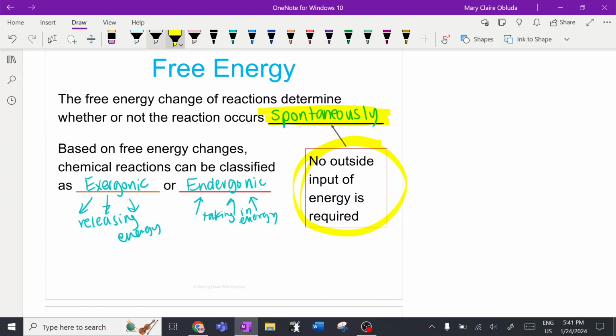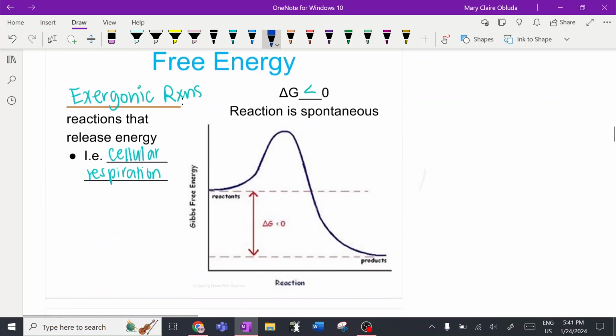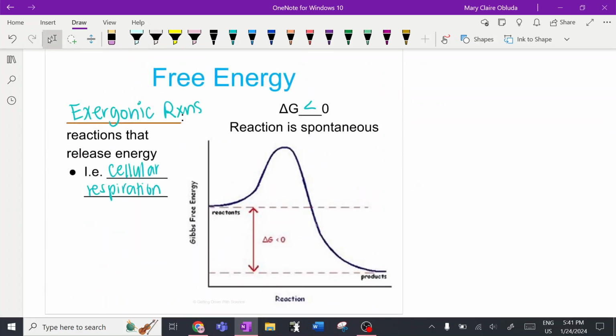So based on free energy changes, we can classify reactions as exergonic or endergonic. Exergonic means it releases energy. Endergonic means it takes in energy. So if you think, which one would be spontaneous? Something that releases energy or something that takes in energy? Okay, so if we think no outside input of energy, we would have to say exergonic, right? Okay, so free energy. Exergonic reactions are reactions that release energy.